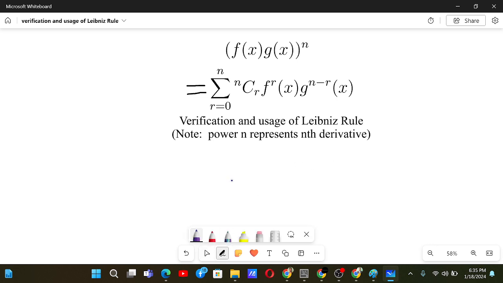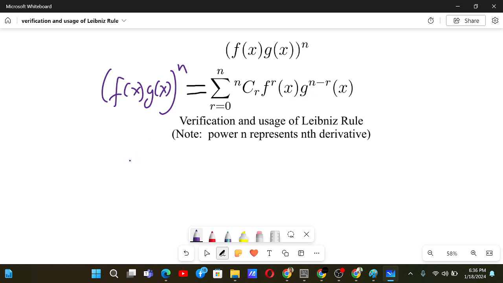Verification and usage of Leibniz Rule. In this video, we are going to verify that the nth derivative of f of x g of x will be the sum of nCr, rth derivative of f of x, and n minus rth derivative of g of x.